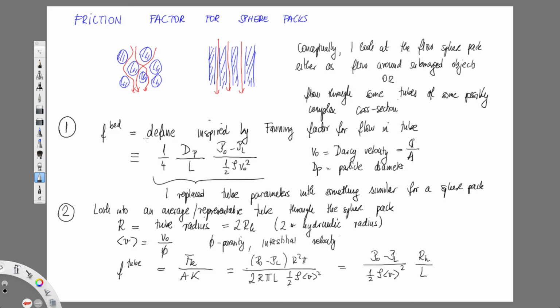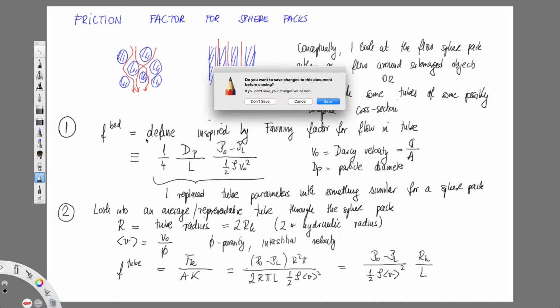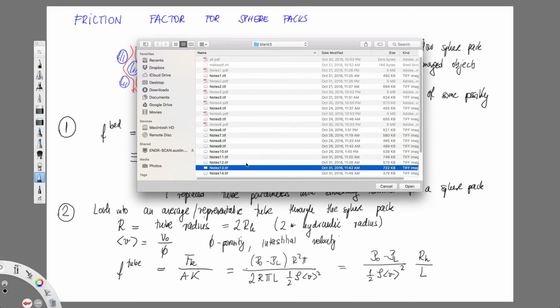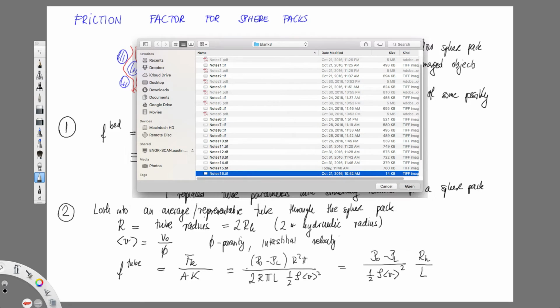Okay. And I'm going to open another page. So I'm essentially trying to figure out, well, what is this F bed? I kind of just threw it. I can compute it. I don't know how it's really related to anything that I have in this sphere pack. So I'm going to relate these two definitions of F bed and F tube. So basically, my step 3 is relate F bed and F tube.